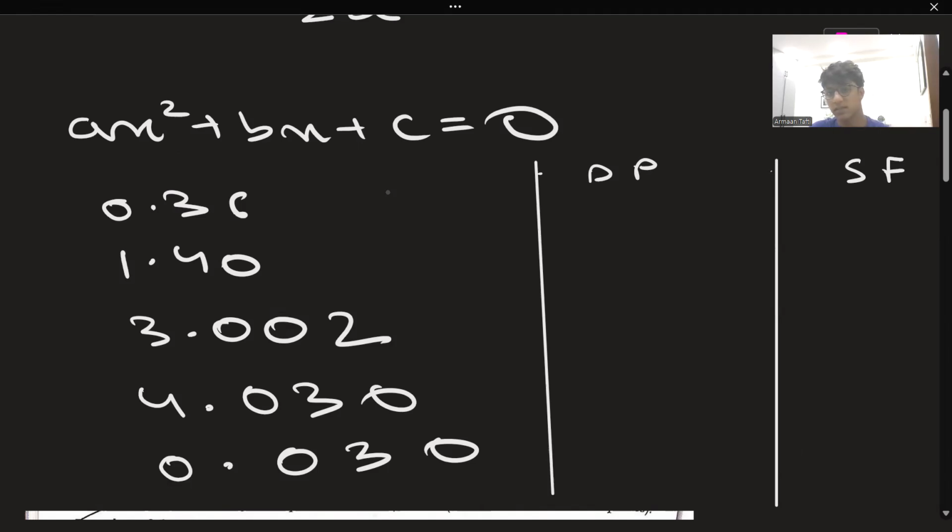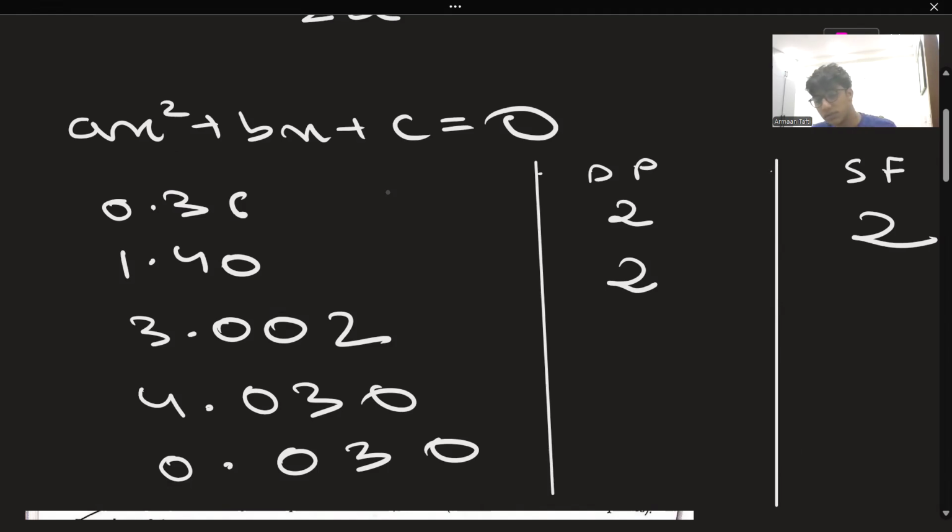So 0.36 has two decimal points, I'm sure you already know. Two significant figures. You may think it's three because of the zero at the beginning. No, it's just two, because zeros before the decimal point are not significant. Over here, decimal points, two, right? Again, two. Significant figures here, you may think it's two.